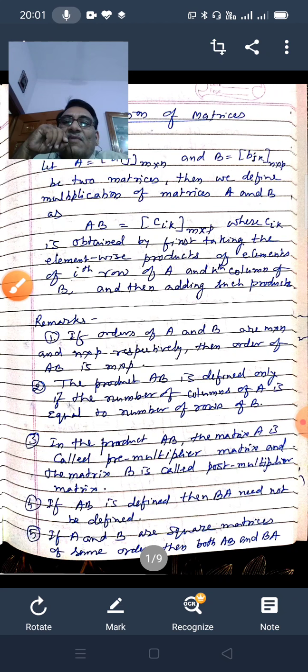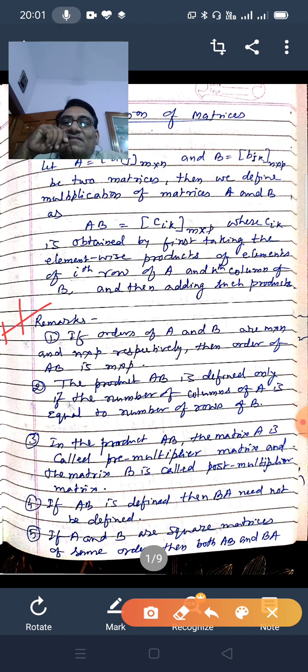Now some remarks. Remark number one: if the orders of A and B are m cross n and n cross p respectively, then the order of AB is m cross p. Second remark: the product AB is defined only if the number of columns of A is equal to the number of rows of B. Number of columns of A is equal to number of rows of B.